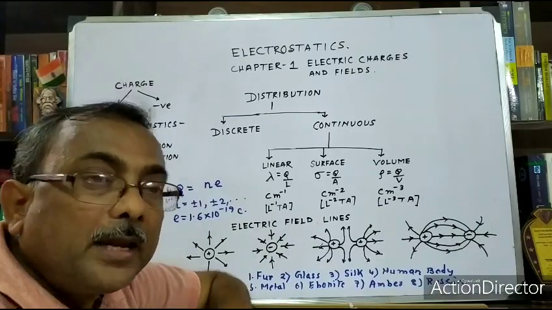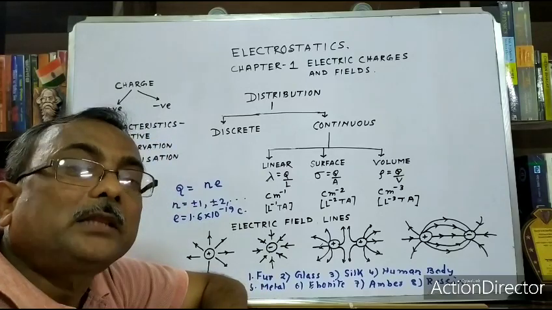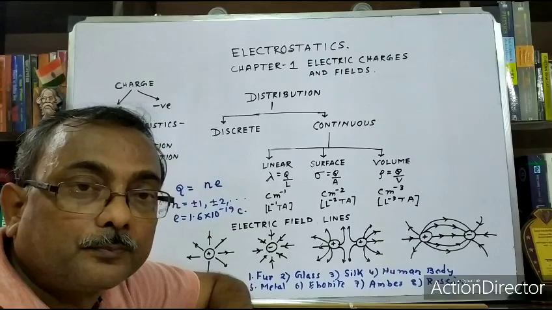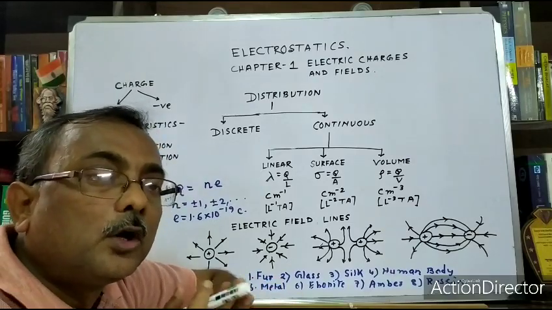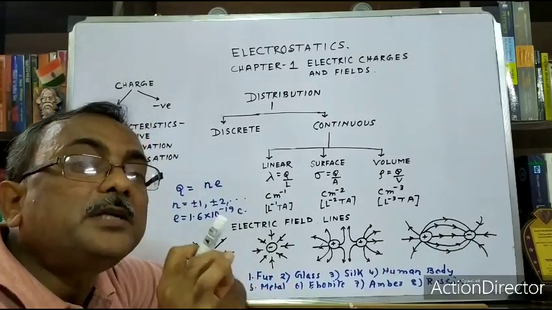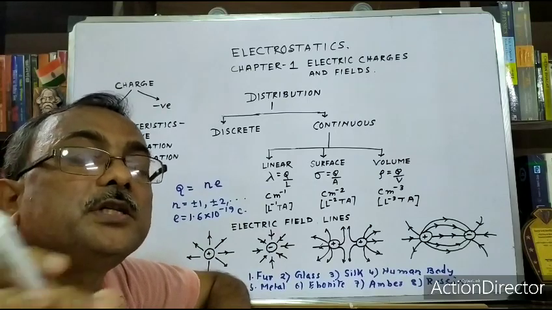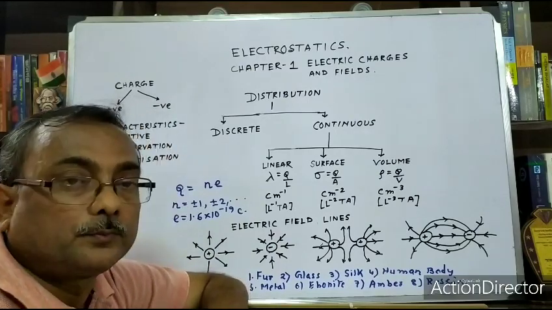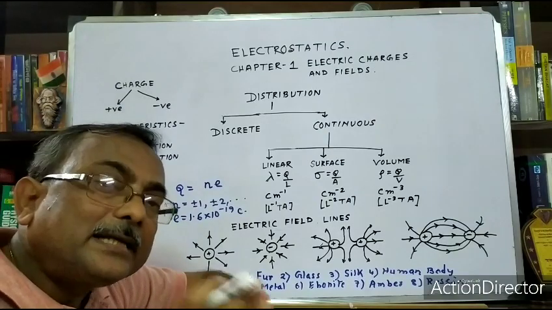What does it state? It states that the path of a unit positive charge, it is imagined, or we can say this way, the imaginary path of a unit positive charge is called electric field lines or electric lines of force.